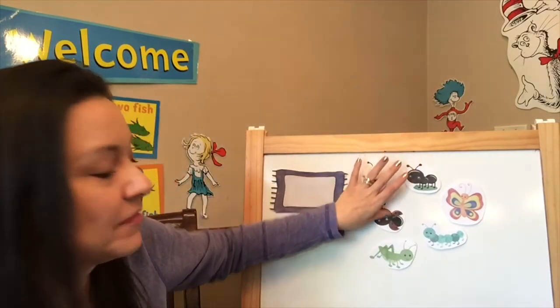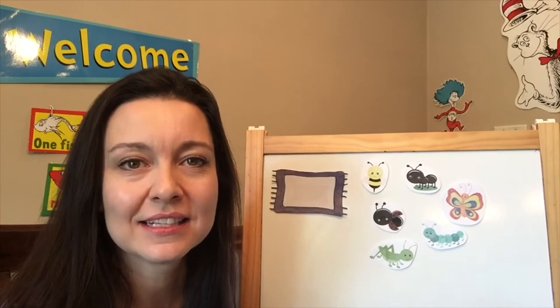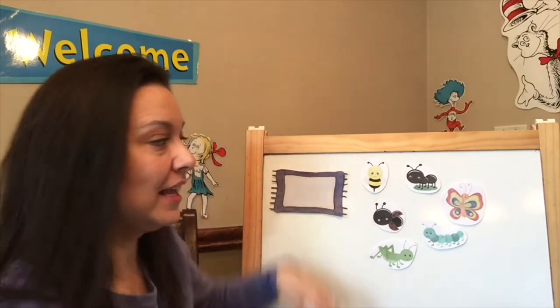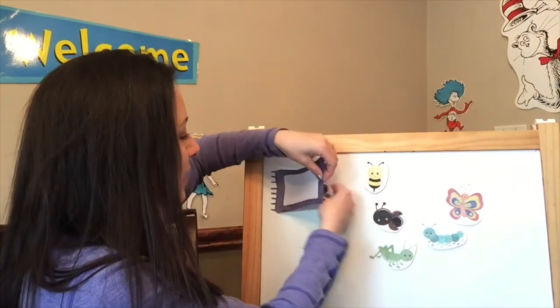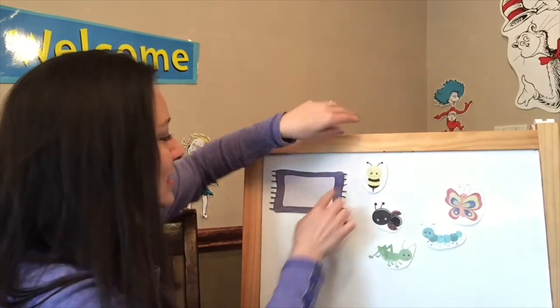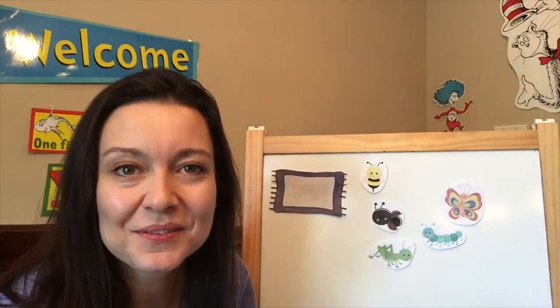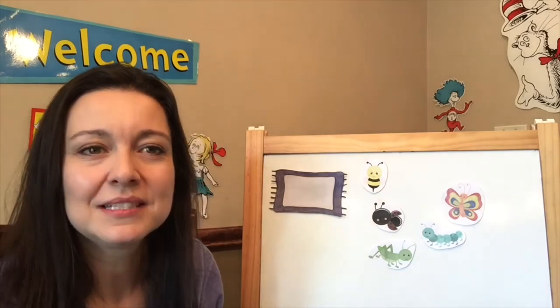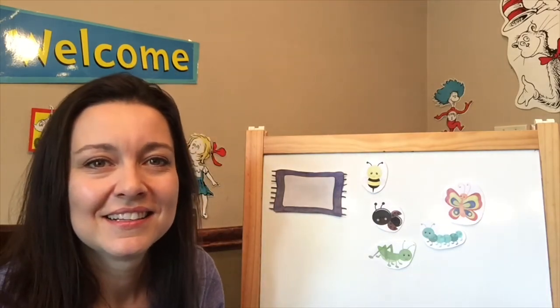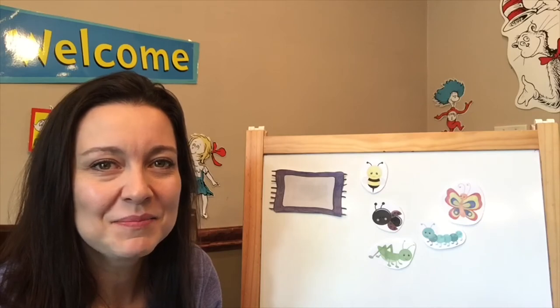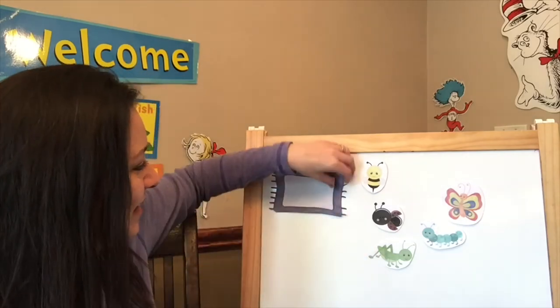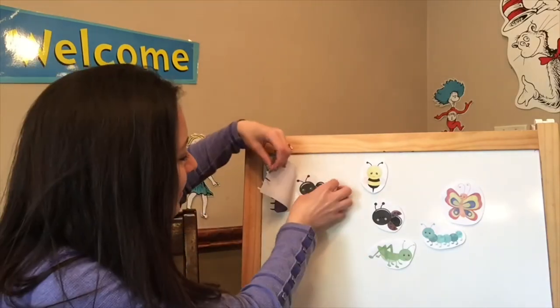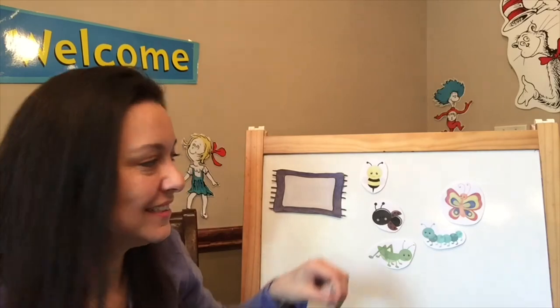Let's do it one more time. Are you ready? Close your eyes. Bug in a rug, bug in a rug. Who is that bug in the rug? Open your eyes. Who is missing? Think about it. Who's missing? All right, let's see. It was the ant. The ant was in the rug this time. Did you get it right?